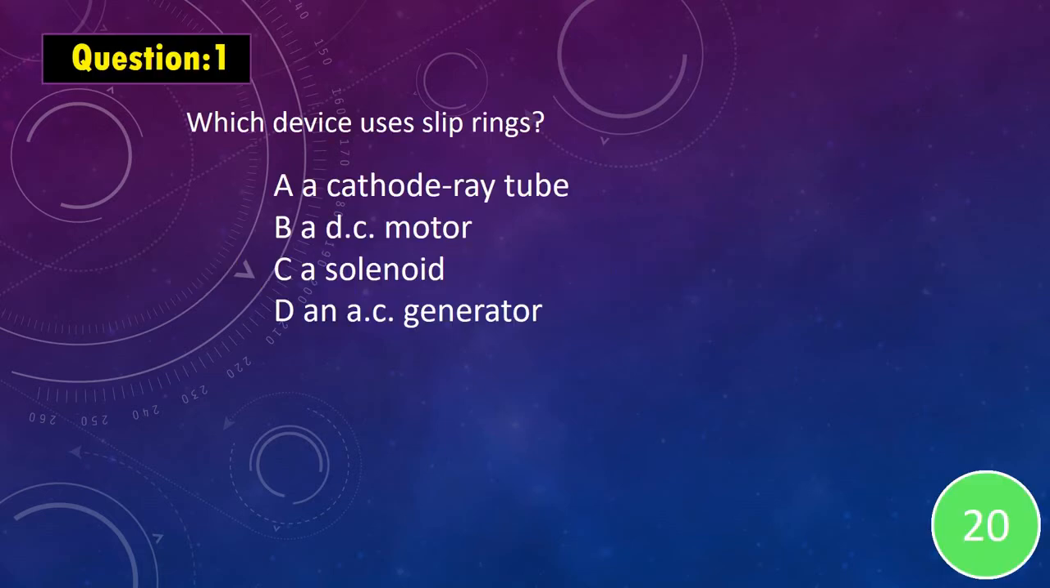Try this first question. Which device uses slip rings? Option A, a cathode ray tube. Option B, a DC motor. Option C, a solenoid. Option D, an AC generator. Your time starts now. The correct answer is D, an AC generator.